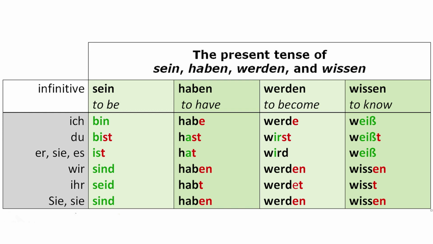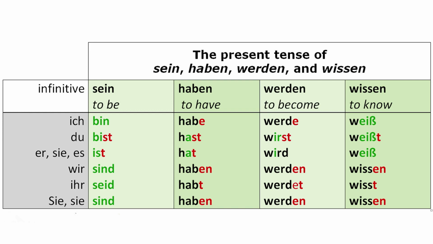But I'm going to tell you that if a verb like arbeiten or tanzen... Tanzen means to dance. Arbeiten means to work. In tanzen, T-A-N-Z is the stem form, and E-N is the radical form. And in a regular verb, only the radical gets changed.